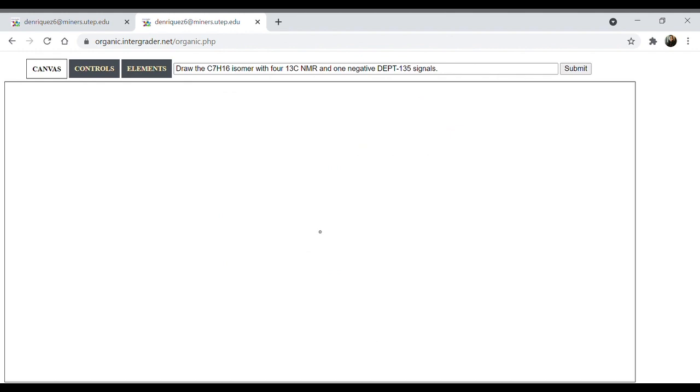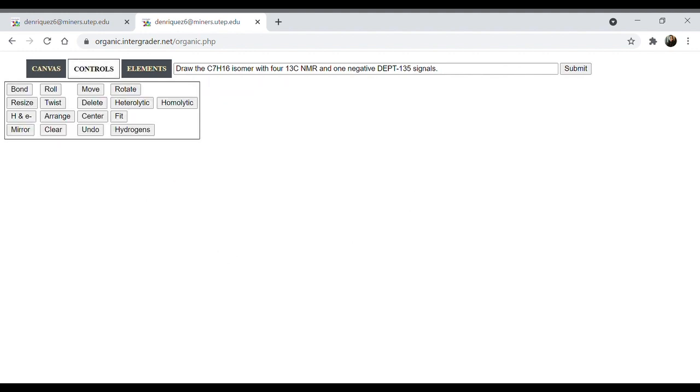Okay, I don't know if this is the one he had on there. So I'm going to draw my 7 carbons. 1, 2, 3, 4, 5, 6, 7. And then I see it has 1 negative DEPT, which means it's going to have 1 methylene. And with this one, I found so usually when it's a lower number like this, there's some branching or symmetry.